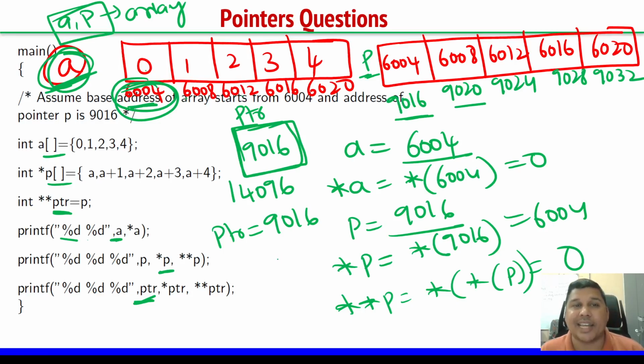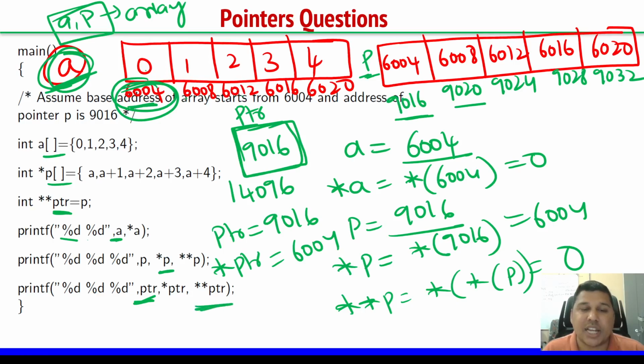It is like int x equal to 10, printf x. So whatever is there in x, we get the answer. It is 9016, but not 14096, because PTR is a normal variable. When it is a normal variable, whatever content exists in that memory location, that you have to print. Okay. So PTR is 9016. What is star PTR? Star PTR means star of 9016, that is 6004.